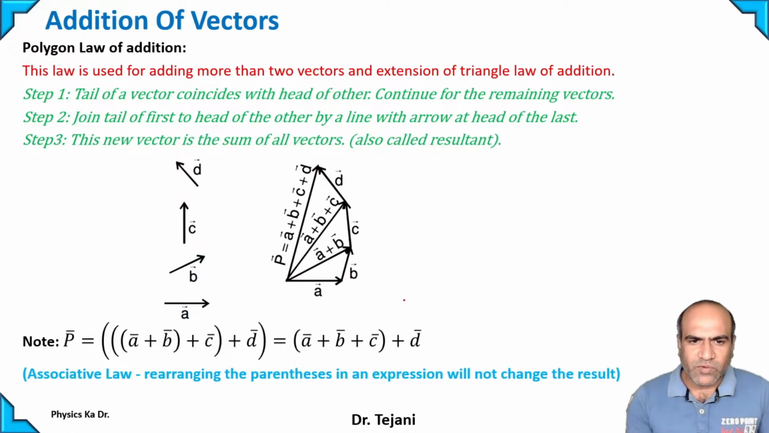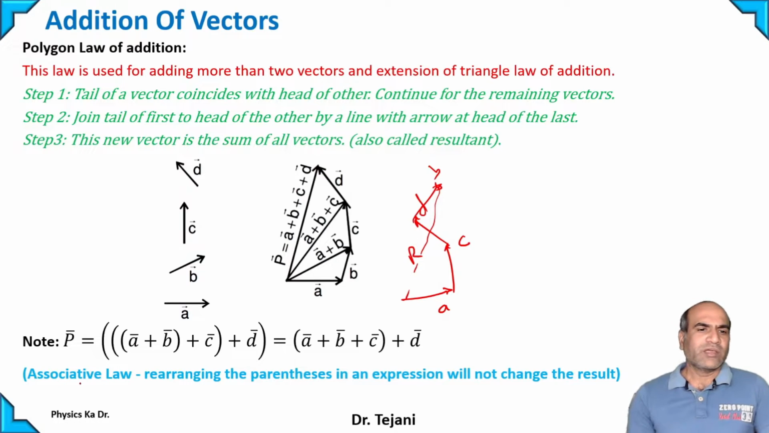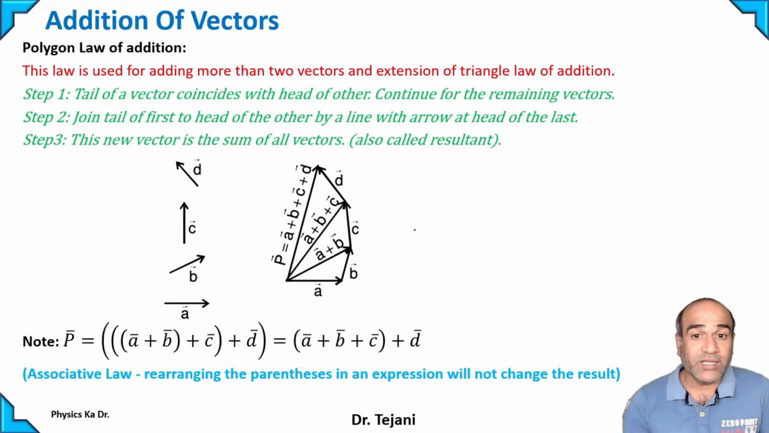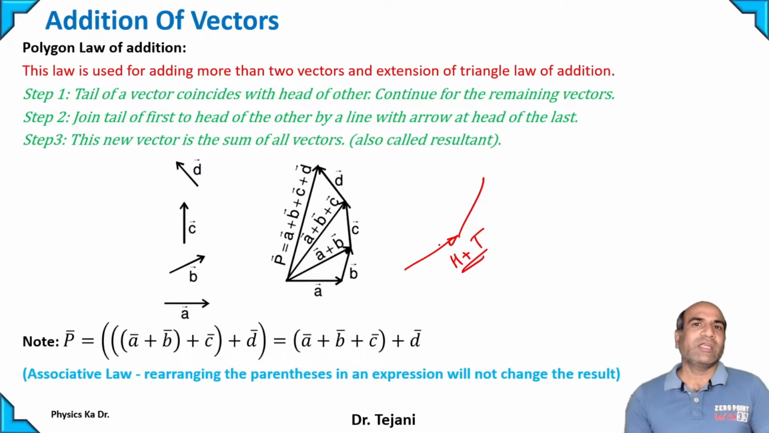Even though I can have A direction, then C direction, then D direction, and the last I can have B direction, the resultant will be the same. There isn't any change if you change its position. There isn't any worry about it. But you have to always consider that head should meet tail. HT, that you have to remember. Head should meet tail. Otherwise, there will be a wrong answer.